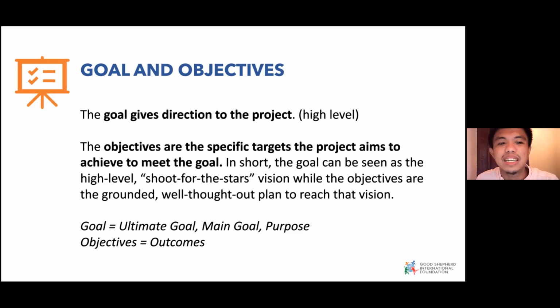In short, the goal can be seen as the high level, shoot for the stars vision, while the objectives are the grounded, well thought out plan to reach that vision. To some donors, goal is also called ultimate goal, main goal, or purpose. So either of those four, it means the same. And then the objectives, to some donors, they call it outcomes or specific outcomes. Again, the goal can be high level, but the objective should be level headed, grounded to what we can achieve as an organization within a specific period of time.